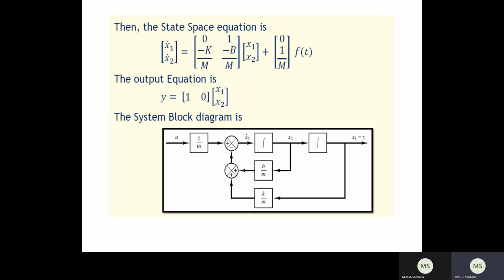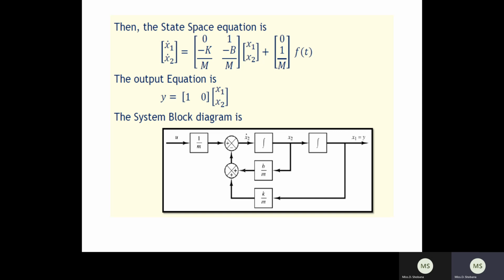Second equation, x2 dot is equal to minus k divided by m, and then minus b divided by m into x2. So these will be the values. Now you have to substitute minus k divided by m for x1 and minus b divided by m for x2. Here you have the input signal, that is 1 divided by m into f of t. Instead of f of t you have to write u of t, that's all.